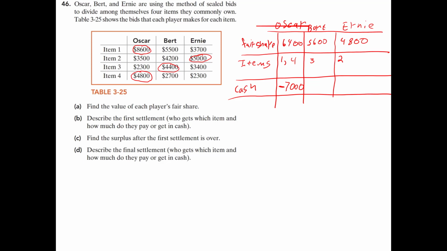Okay, so Bert thinks his fair share is 5,600, but Bert gets item 3. But item 3 is only worth $4,400, so he's not happy. He's not getting a $5,600 share. So again, we just take the fair share, the $5,600, and we subtract what he did get, $4,400.